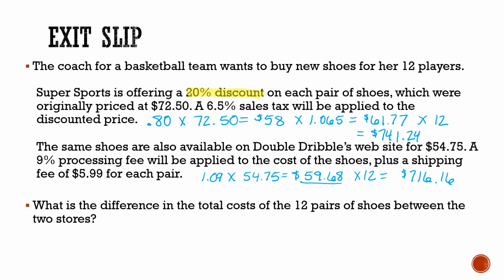However, at Double Dribble, they also charge a shipping fee of $5.99 for each pair. So $5.99 multiplied by 12 equals $71.88. So that's the shipping fee that would have to be added to this $716.16. So when you add $716.16 plus the $71.88 for shipping, you get $788.04.